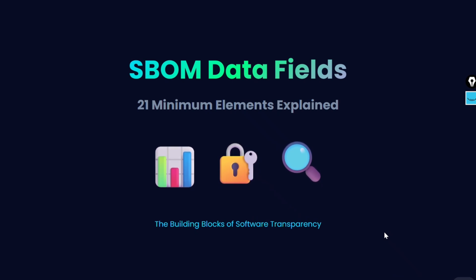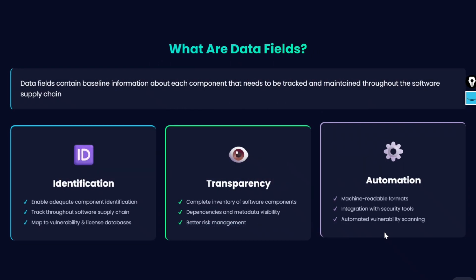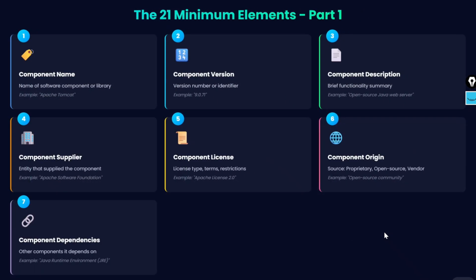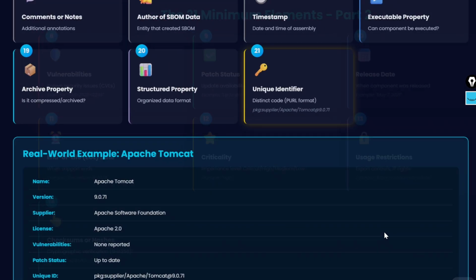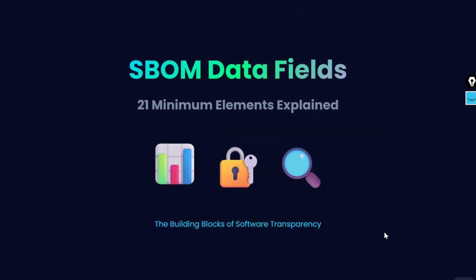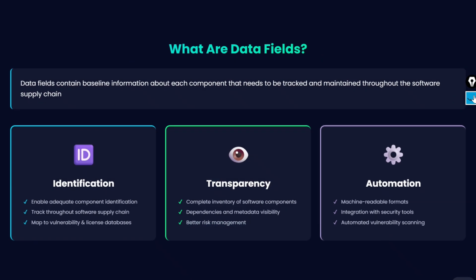SBOM guidelines. Today we are going to cover SBOM data fields. There are 21 minimal elements of SBOM data fields. I will be deep diving into that with a simple analogy explanation with a proper example also. By that, you will get clarity on what exactly the 21 data fields in the SBOM are. These are minimal mandatory data fields, we can say. Now, let us see what exactly the data fields are.